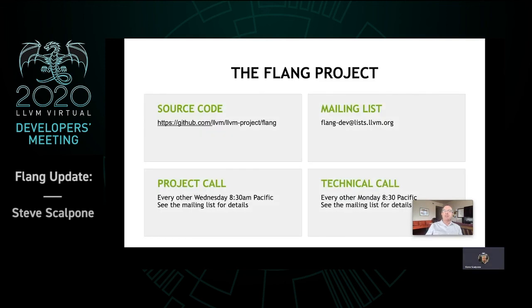You can find the source code on GitHub in the monorepo. Information about the meetings and the mailing list can be found on the Flang Dev mailing list in the sync notes that are published for the bi-weekly project meeting, and they're posted every 2 weeks.